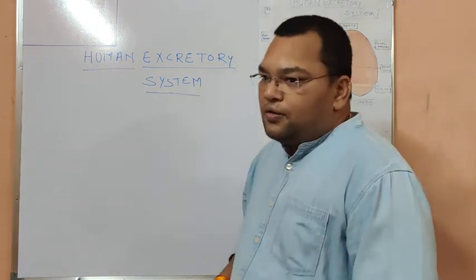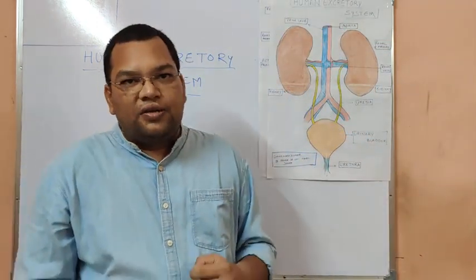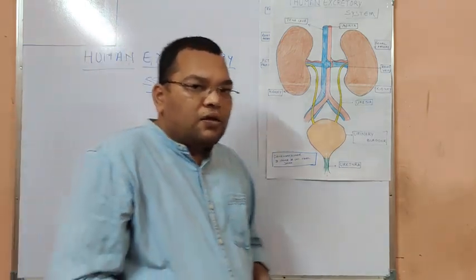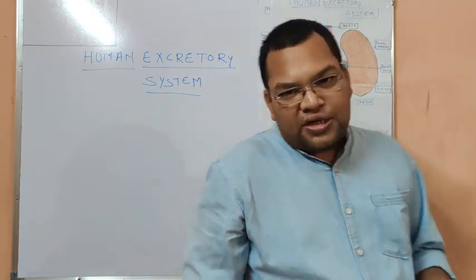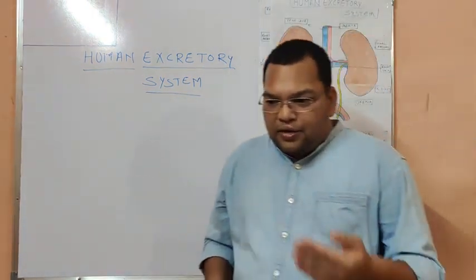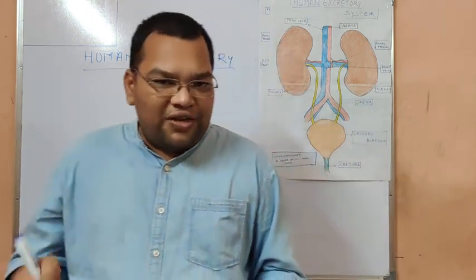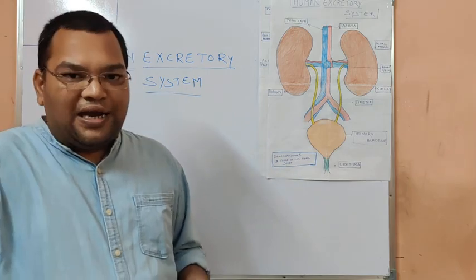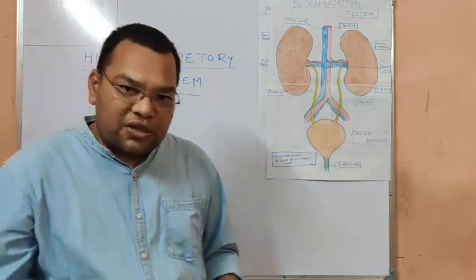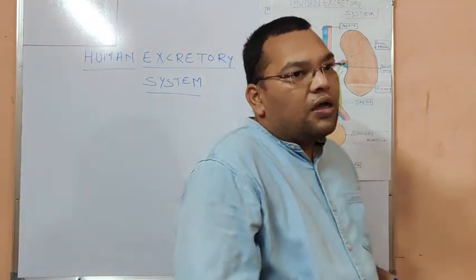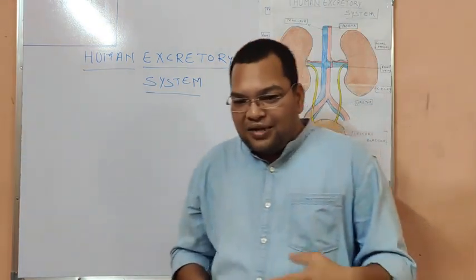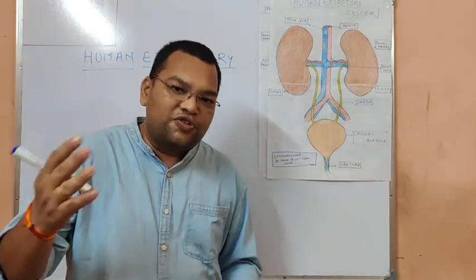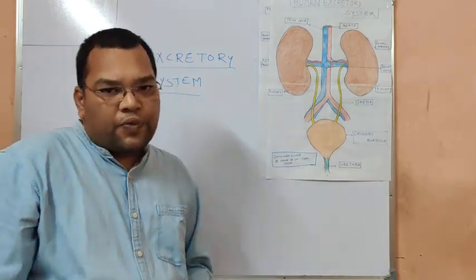Now, the first question that comes to our mind is why there is a need for an excretory system. There are many wastes generated inside our body, and to remove these wastes it is very important that a system is there, and that system is known as the excretory system. What type of waste is generated inside our body? We have already studied that in the digestive system, digestive waste is generated, and there is a system which removes the digestive waste from our body.